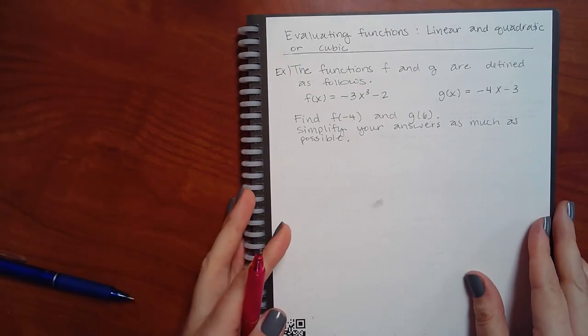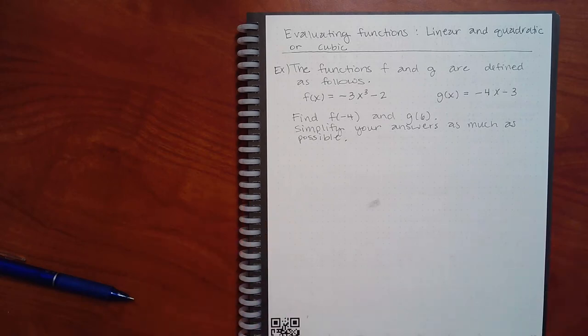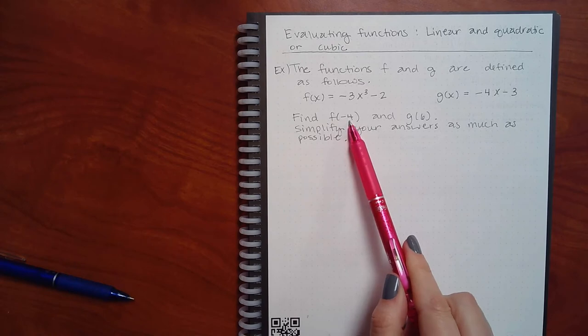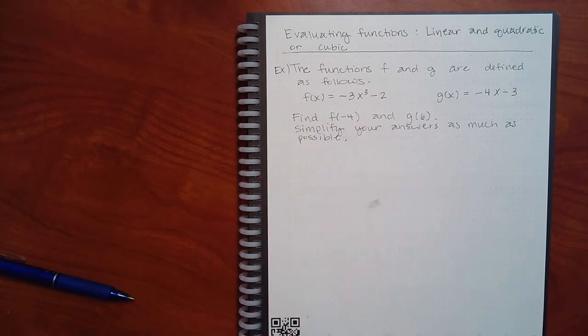Okay. And this one's not so bad. I think most of you have done this one, but we need to talk about it. It says evaluating functions, and they could be linear, quadratic, or cubic. I think here I have a cubic and a linear. A quadratic means I have an exponent of 2. So it says the functions f and g are defined as follows. Find f of negative 4 and g of 6.